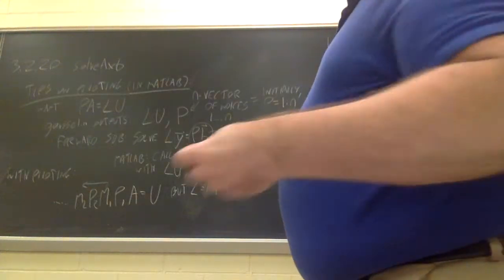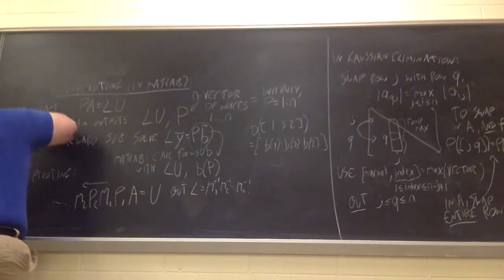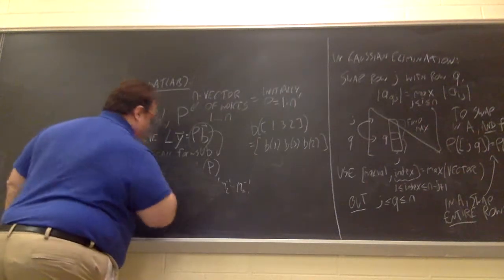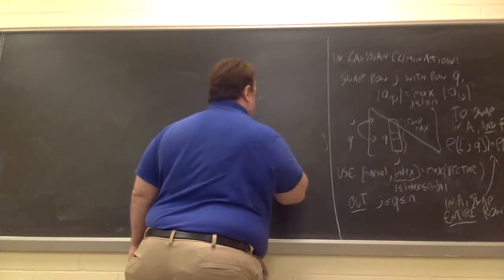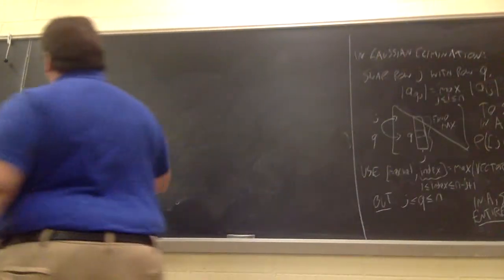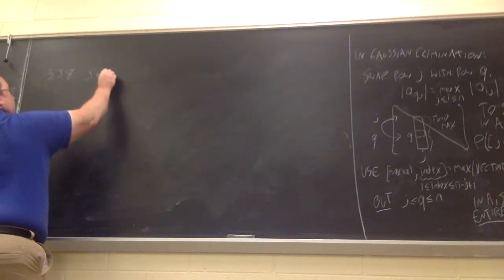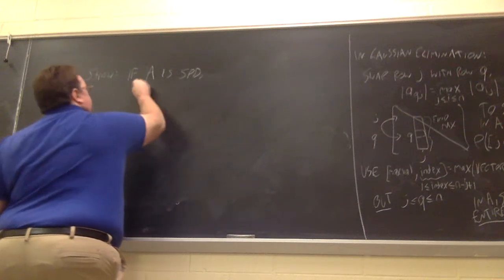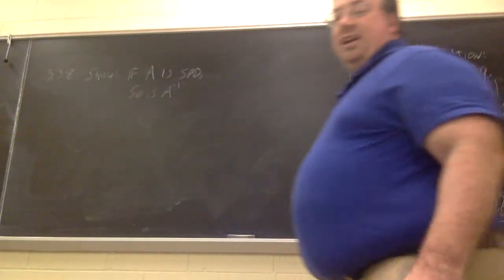Now, there's two other problems I want to discuss. That discussion will not take as long. The next one I'll say a few words about is 3.3.8. Show the following: if A is a symmetric positive definite matrix, so is A inverse.